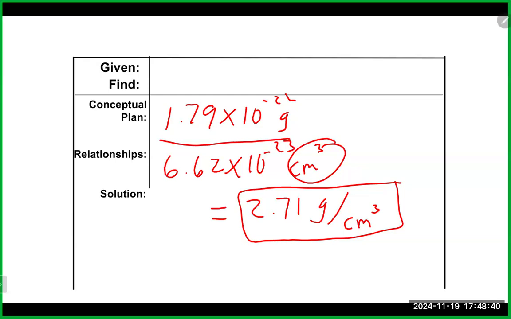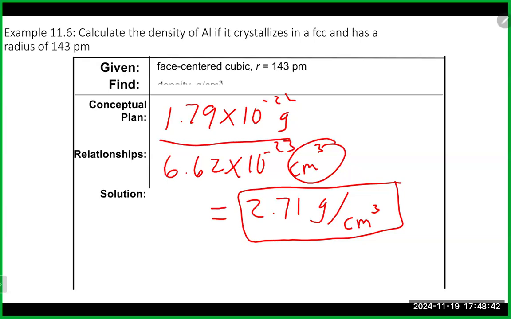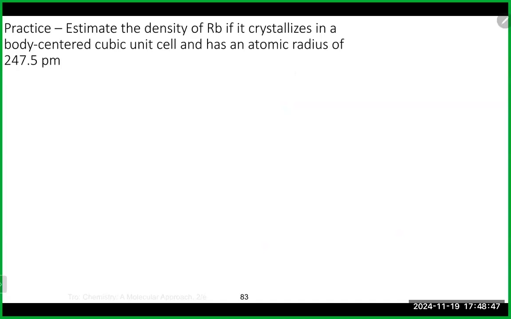All right, so why don't you try one here? That's the one we just did. So what is the density of rubidium if it crystallizes in a body-centered cubic unit cell with a radius of 247.5? Rb is 85.